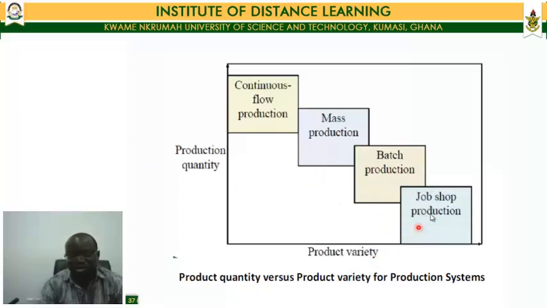And then you come to job shop production, the production quantity may not be as high as batch production, but the variety could be as numerous as possible. So you could see a trend from continuous flow to job shop production. The production quantity actually decreases as you go down, but the product variety also changes alongside. Right.